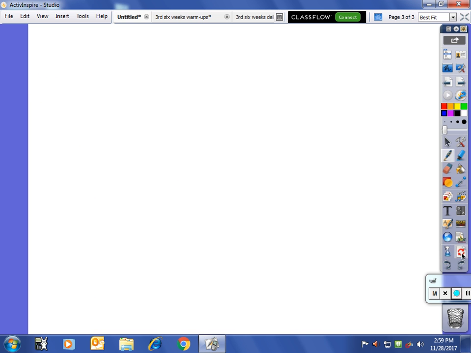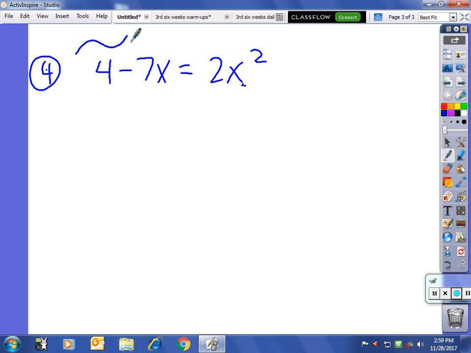All right, number 4. 4 minus 7x equals 2x squared. All right, I always look for my x squared. If it's positive, I don't want to move it. I want everything else to move. 2x squared is positive. That means I want both of these guys to move over there to be with the 2x squared. So that's going to be 2x squared plus 7x.